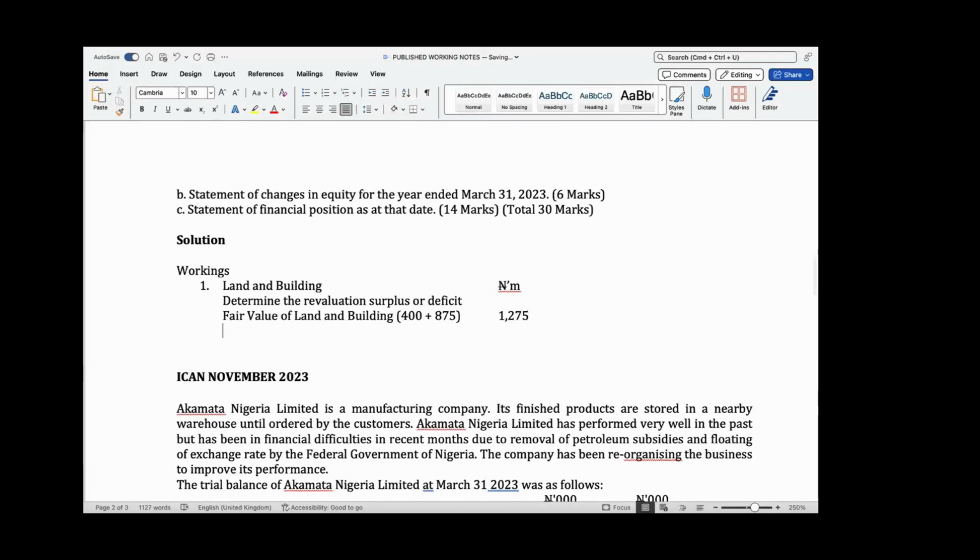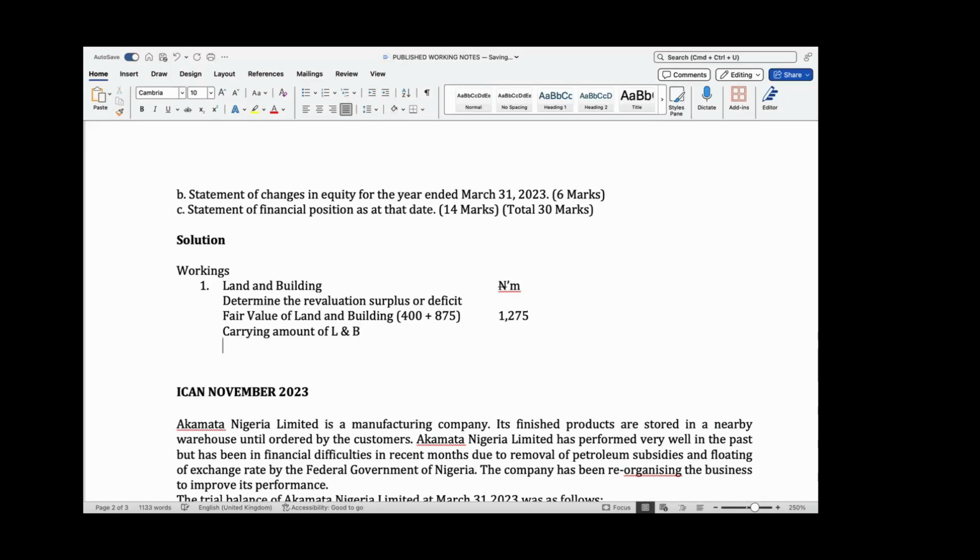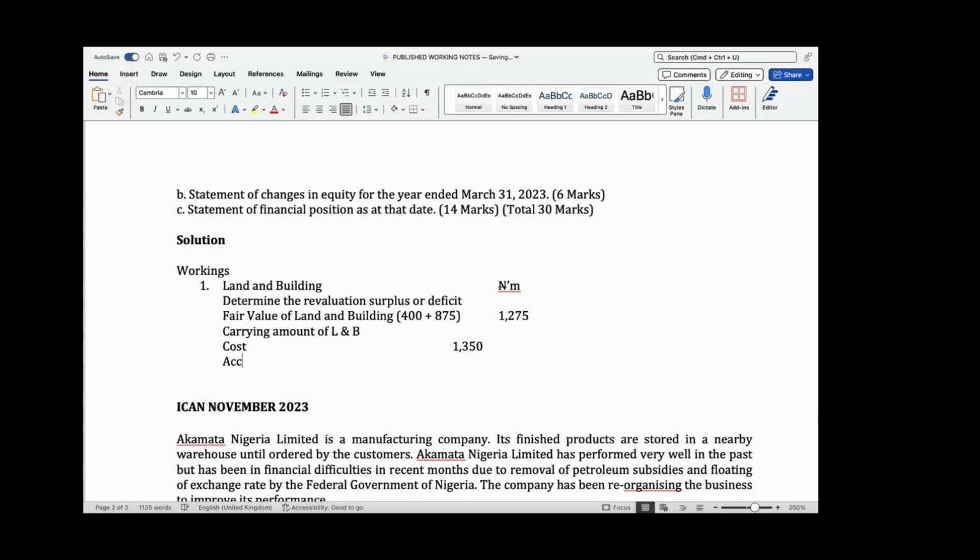I'll compare that fair value with the carrying amount of the land and building, which is the cost of the land and building, which I know is 1,350, minus the accumulated depreciation. A lot of students will flop here, especially the ones that forget that you don't depreciate land, that you only depreciate building. You don't depreciate land because land has an unlimited useful life. So you can't depreciate it.